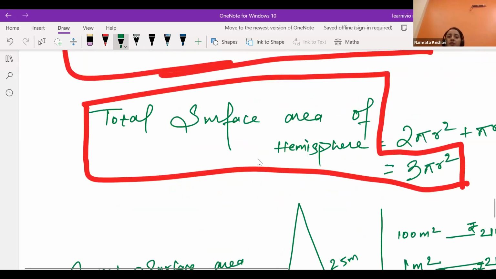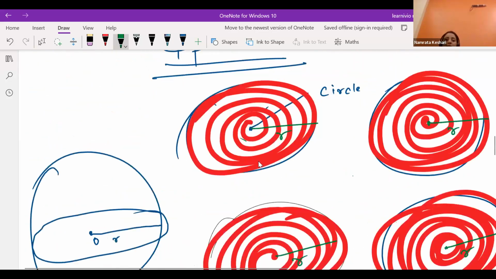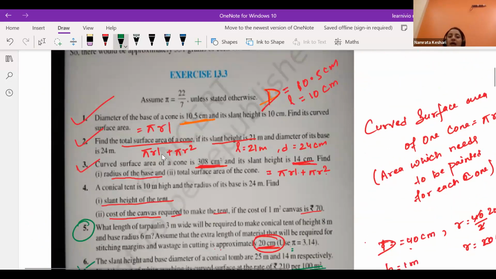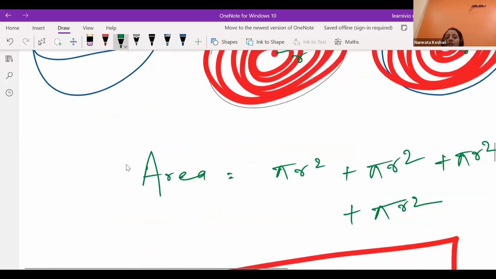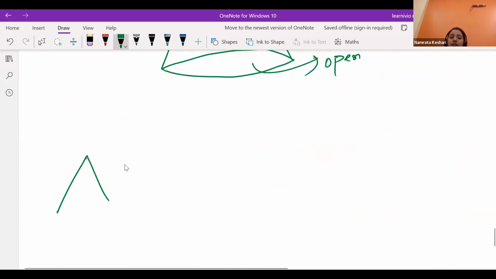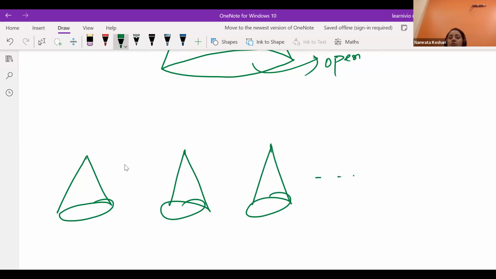Okay, I'm leaving this one also. Number 8. A bus stop is barricaded from the remaining part of the route by using 50 hollow cones made up of recycled cardboard. Each cone has a base diameter of 40 centimeter and height 1 meter. There are 50 cones like this.